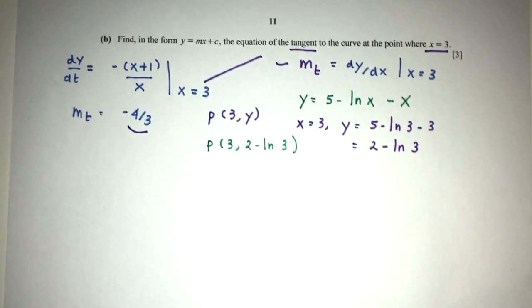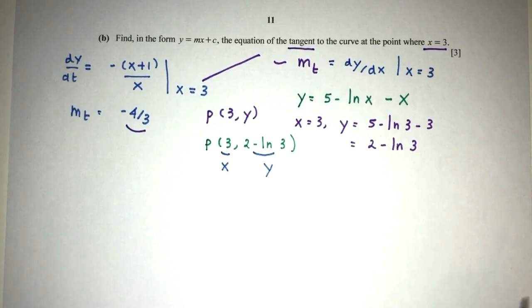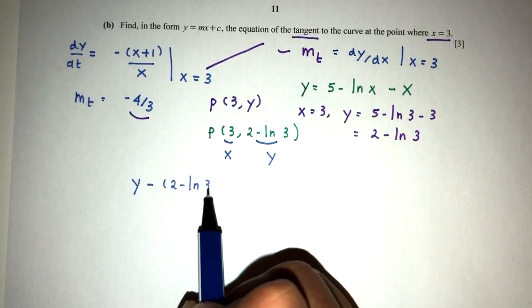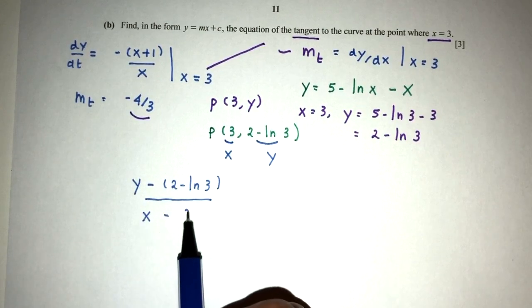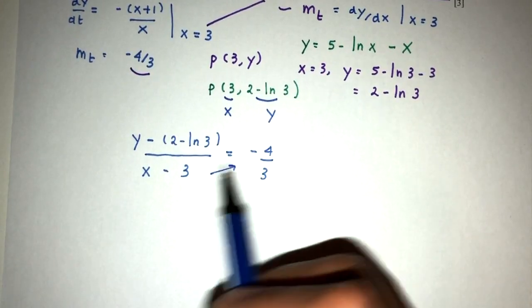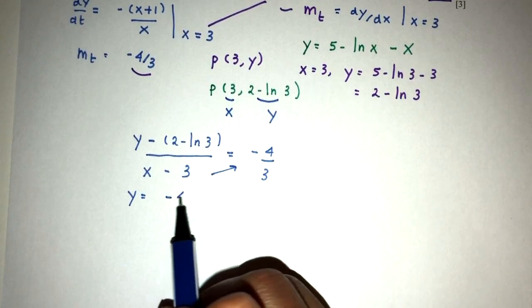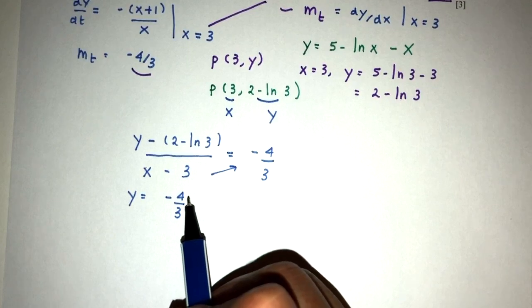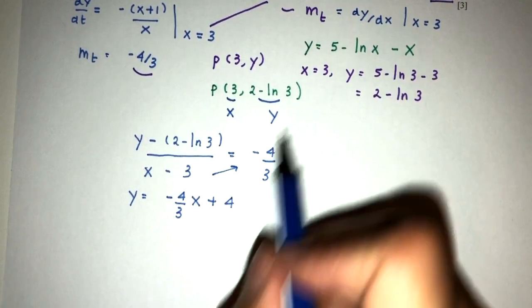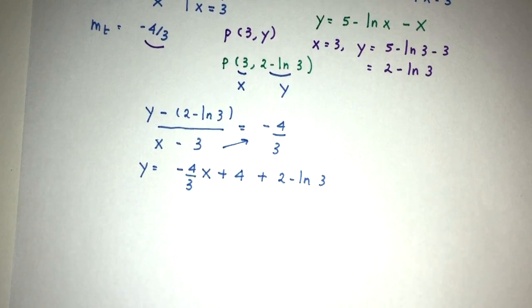Okay, so let's see what happens. So now we have the passing point. This is your x and y. So we have to find the equation of the tangent. Pretty easy. Take y minus the corresponding value over x minus the corresponding value equal to the gradient. Now we can just multiply this over here. You will have y equal to minus 4 over 3 times x, and then plus the value of 4, and then we have sent this over here, become plus 2 minus ln of 3. Right, if you do one by one, you will get this.